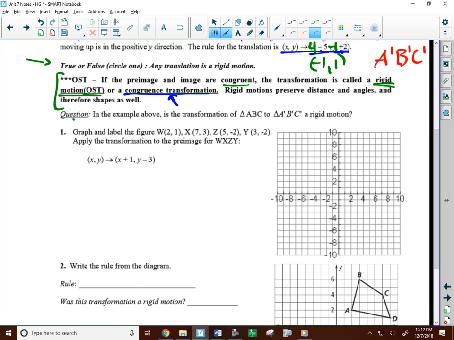So we're going to answer this one. I want you to do this on your paper: circle true or false. Any translation is a rigid motion. So circle true or false. Take about 15 seconds. Think it over. Circle one of the two.